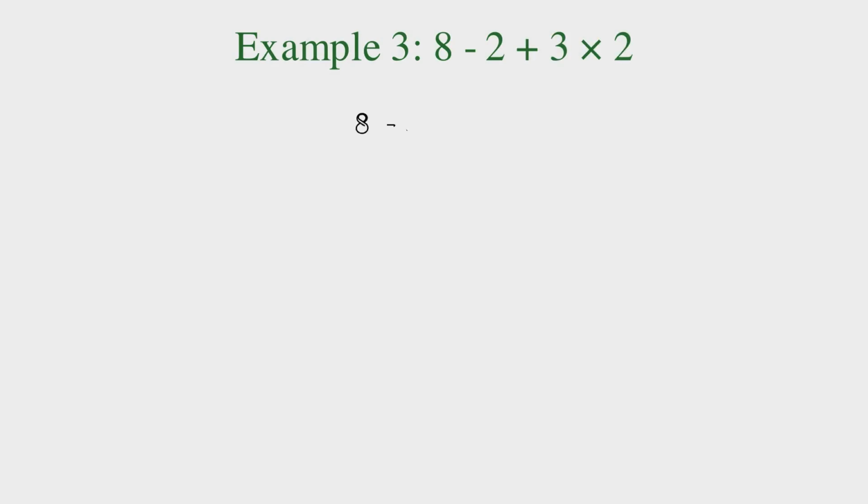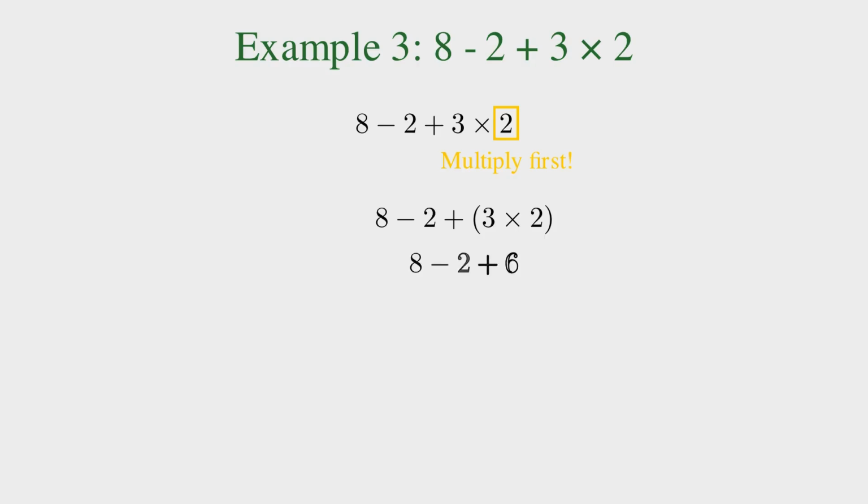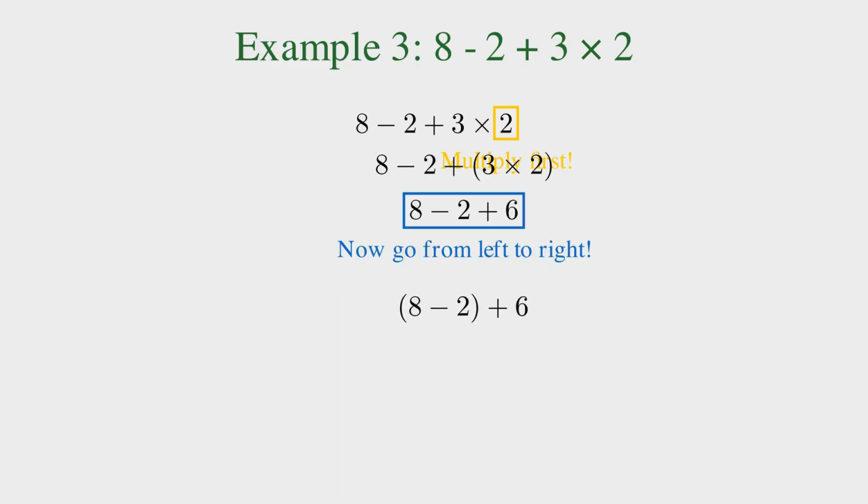Example 3. A fun challenge. Let's try. 8 minus 2 plus 3 times 2. Following PEMDAS, we multiply first. 3 times 2 is equal to 6. Now, we solve from left to right. 8 minus 2 is equal to 6. Then 6 plus 6 is equal to 12. So the final answer is 12.